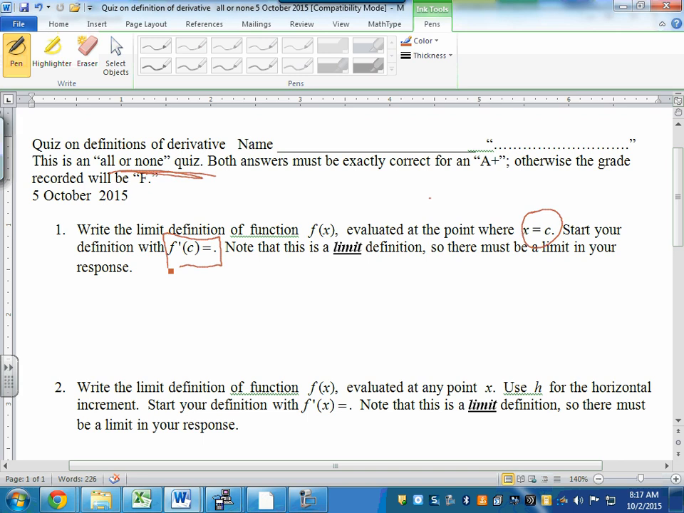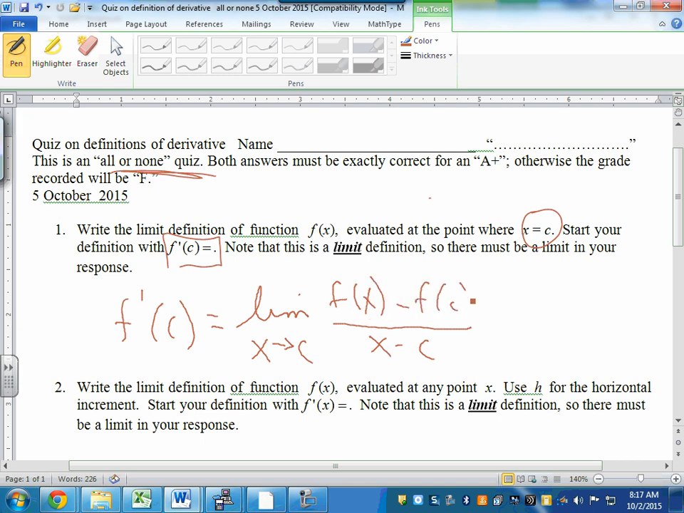I'm going to give you the answers. You have to memorize it. You have to do this on Monday, right? So everybody will have this available. You're going to write, whoops, I guess we better follow the directions. We're going to write f prime of c equals a limit as x goes to c, x minus c on the bottom, and f of x minus f of c. That's the first one answered.